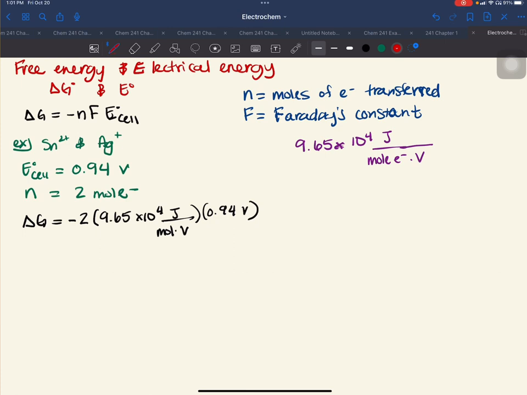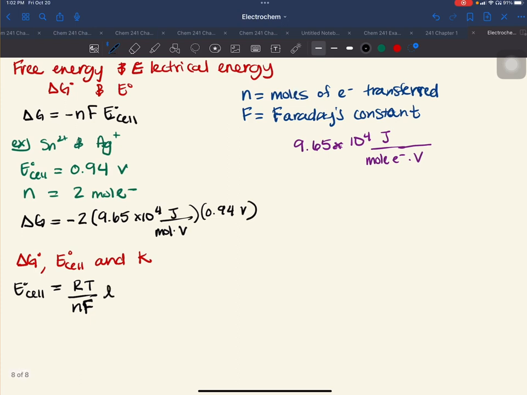All right, we can also relate the free energy, E cell, and K. So E cell is equal to RT over NF times the natural log of K. And here, R is going to be equal to 8.314 joules per mole times Kelvin.